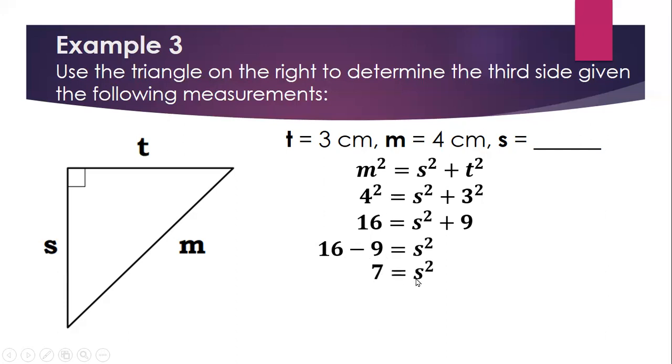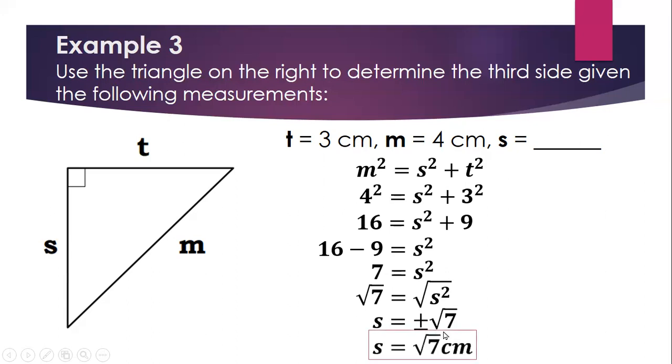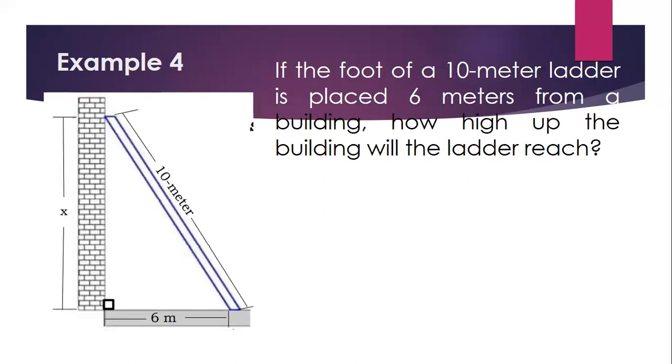So to get S, we need to extract the square root. We have the square root of 7 equals the square root of S squared. Okay, since si 7 hindi naman siya perfect square, our answer here is S equals positive and negative square root of 7, or S is equal to square root of 7 centimeters. Last example, we have example number 4.